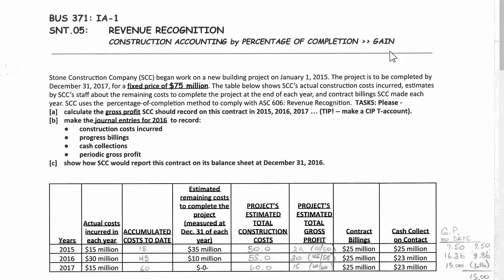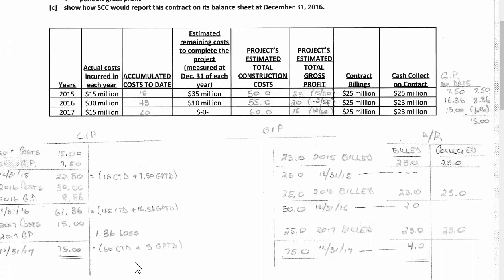This particular example shows how we would account for a contract that did have an overall gain, but in the last year we will show a loss on this contract for a special adjustment. More on that later.